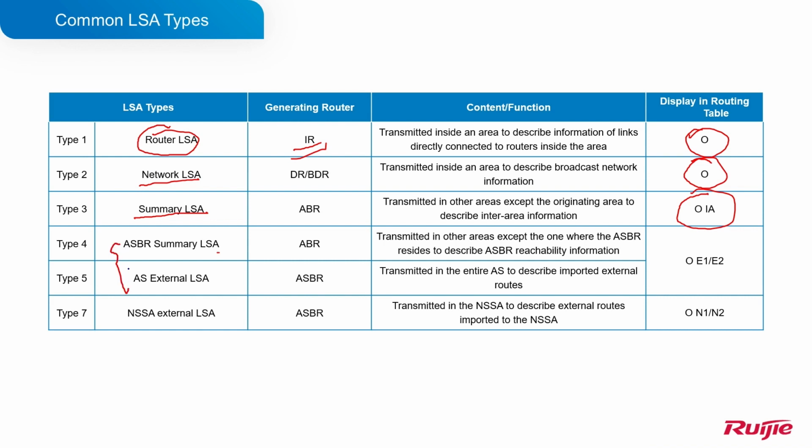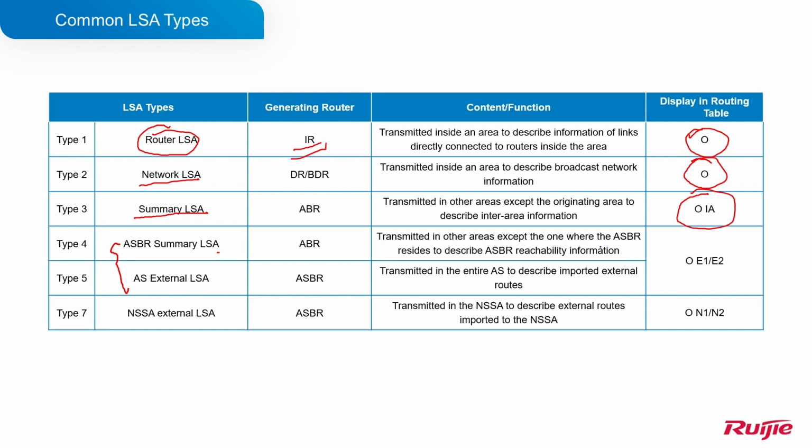Okay, the next is type 4 LSA information. Type 4 and type 5 are about the external AS information. The type 4 LSA information is generated by the ABR device. If we want to transmit the LSA 4 information, we can transmit it to different areas. The type 4 LSA describes the ASBR location. So it describes the ASBR reachability information, and is transmitted in other areas except the one where the ASBR is.